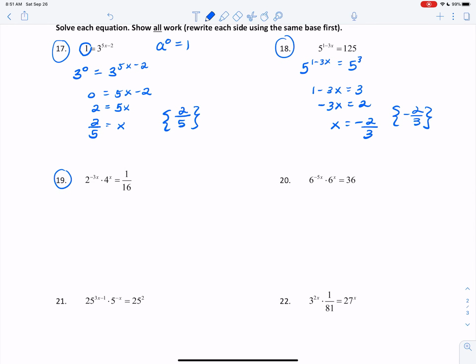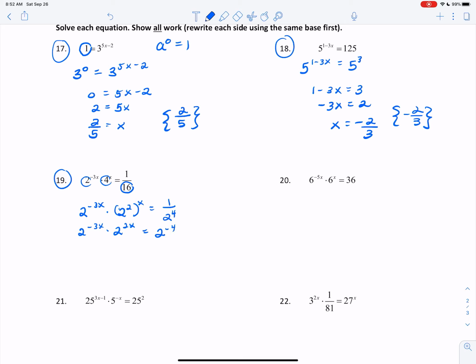And then 19. So we have 3 different bases here. I see a 16, a 4, and a 2. We can write each of those as a power of 2. So I'm going to start rewriting. So 2 to the negative 3x times 4 is 2 squared, but I need to raise that to the x, equals 1 over 2 to the 4th. Let's simplify the left side now. We can write that as a single power of 2. So we have 2 to the negative 3x times 2 to the 2x, multiplying those exponents. And 1 over 2 to the 4th we can write as 2 to the negative 4.